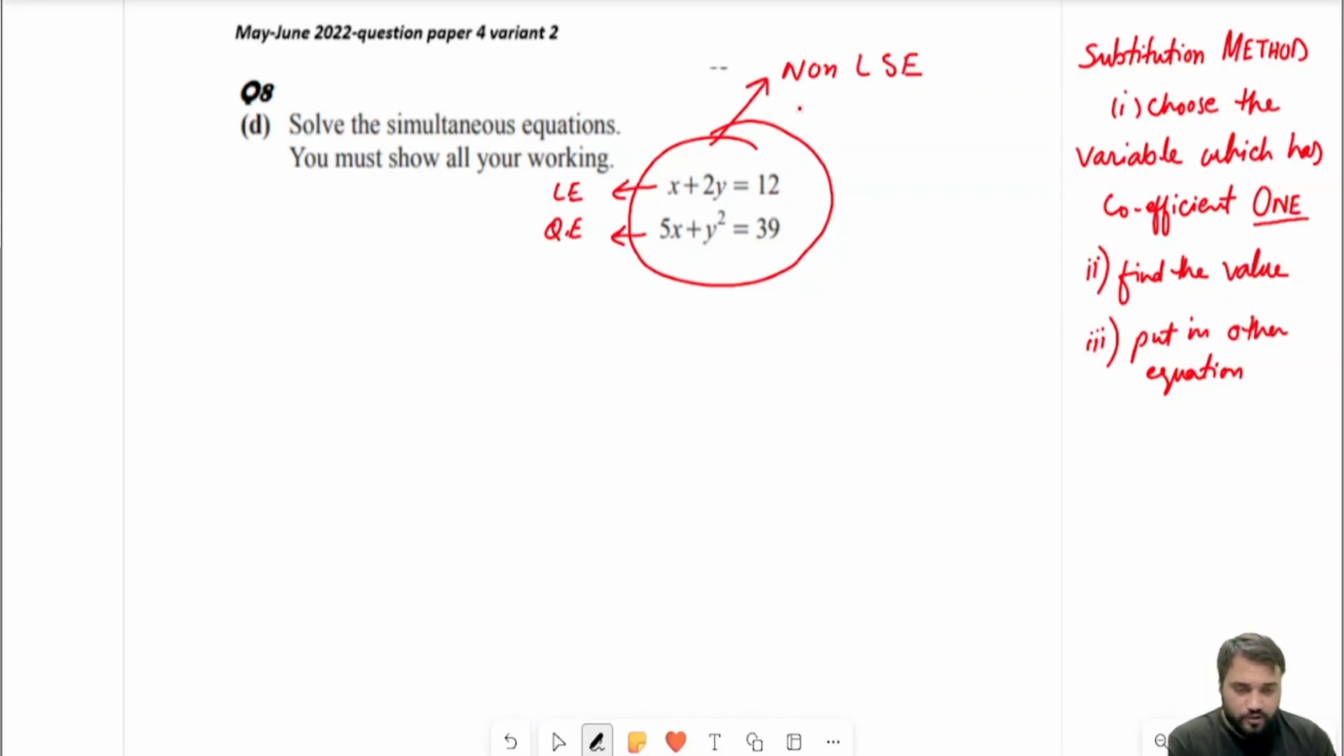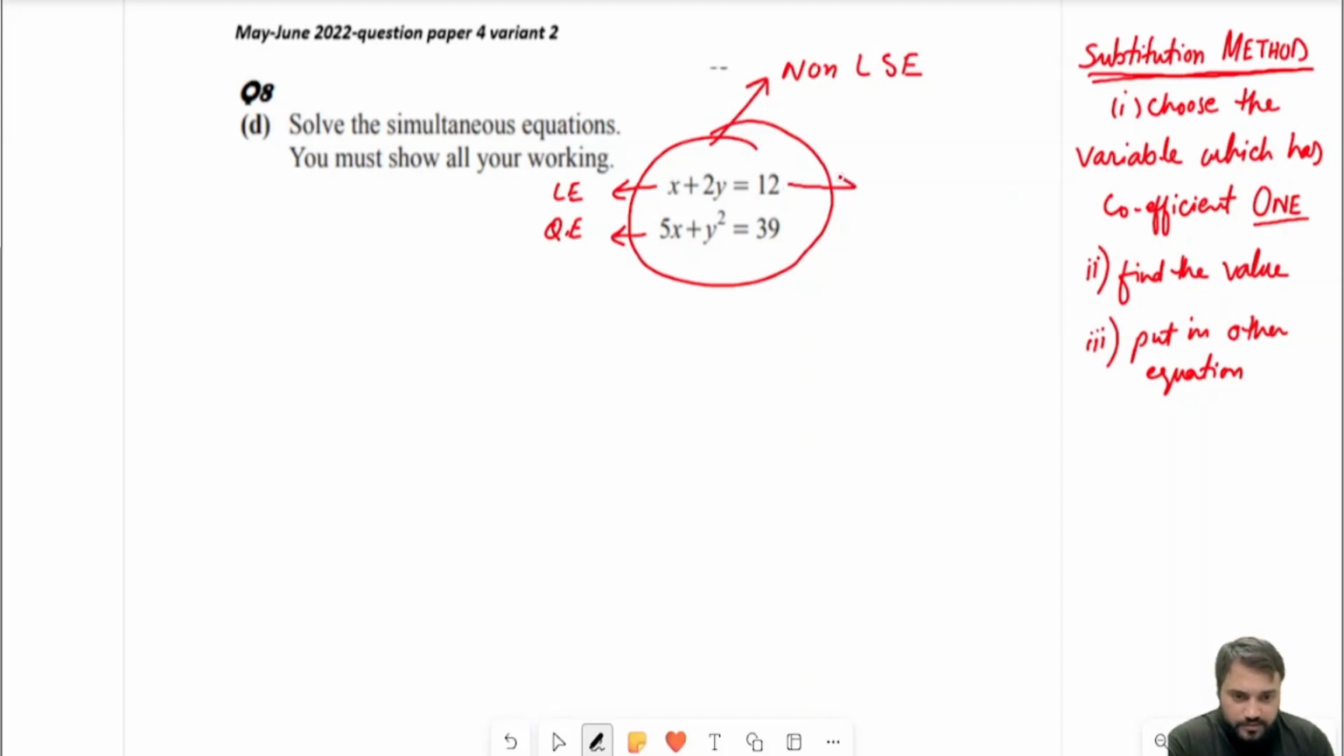So how can we solve a non-linear simultaneous equation? These are the steps. We use the substitution method. It is useful and beneficial for non-linear simultaneous equations. First, you have to choose one of the variables that has coefficient 1. Second, find the value of that variable and put it in the other equation. Do not put the value of that variable in the same equation. This is the key point of this solution.